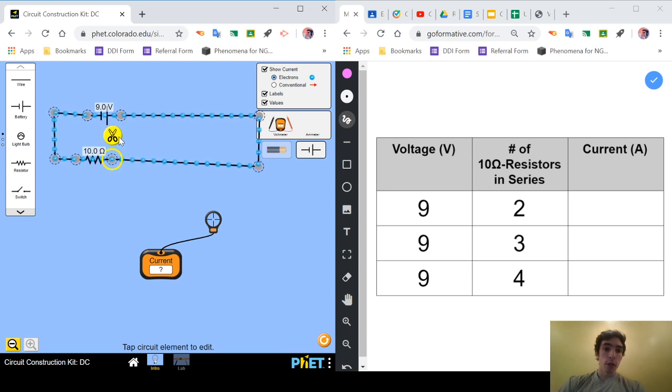So for this investigation, I ask you to measure the current with 2 of these 10 ohm resistors, 3, and then 4 of those 10 ohm resistors, and see what happens to the current as you increase the number of resistors in series. And I believe I reviewed briefly what the term in series means last week. But again, that just means that these resistors are connected in such a way that if current goes through one of them, it has to go through the other.